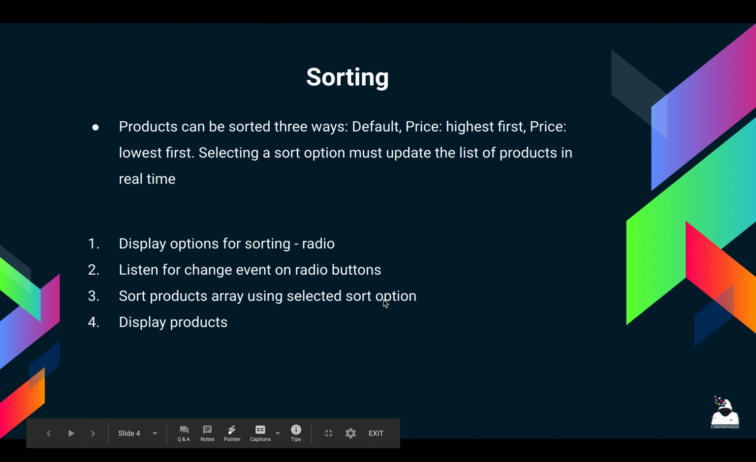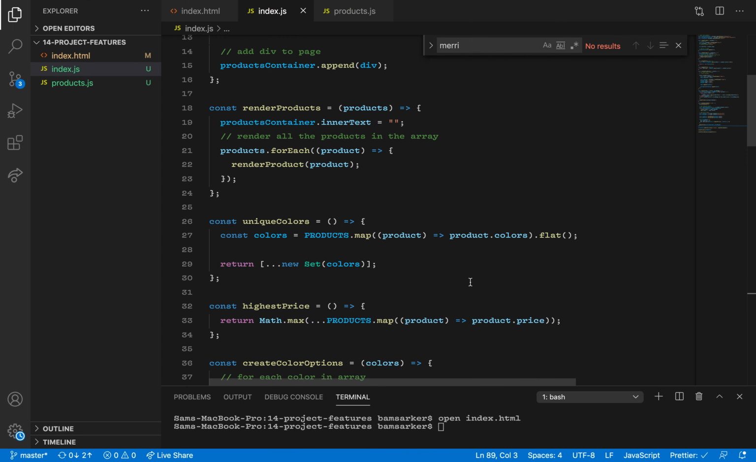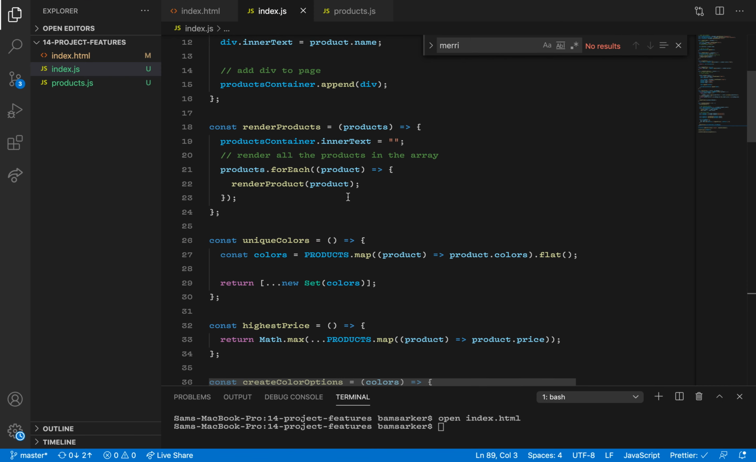So we display our options for sorting as radio buttons. We listen for a change event on the radio buttons. We then sort the products array using that selected sort option, and then we display the products. Okay. So we had default, price ascending and price descending.